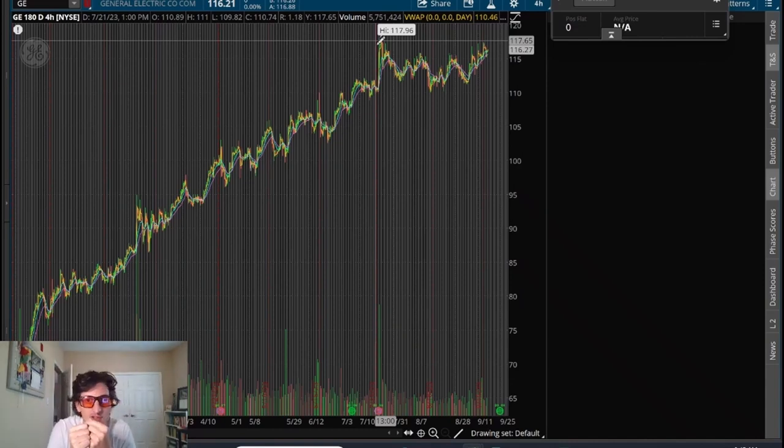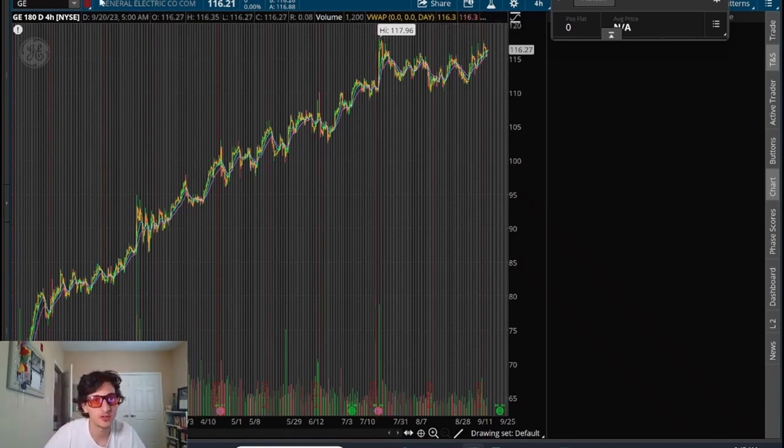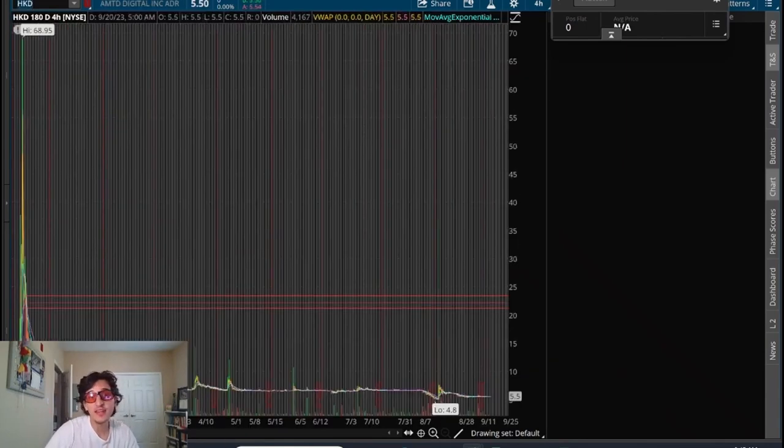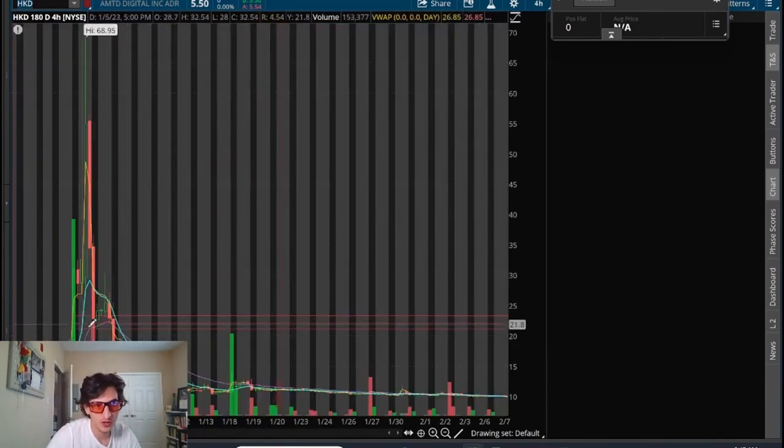And the shares outstanding on the market are insanely bigger than the small cap companies. So it's going to take an insane amount of money to be able to move a stock like this 10%, versus something like HKD, which we saw earlier in this year.